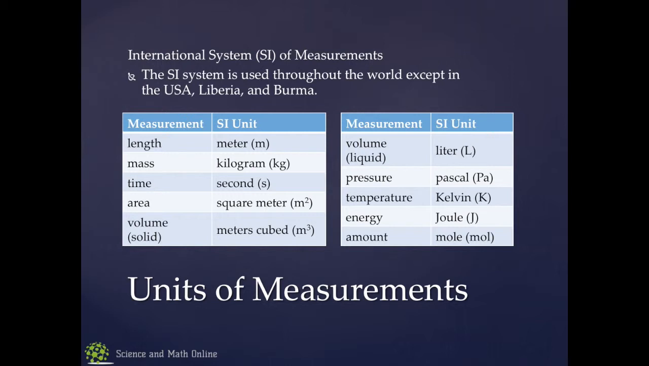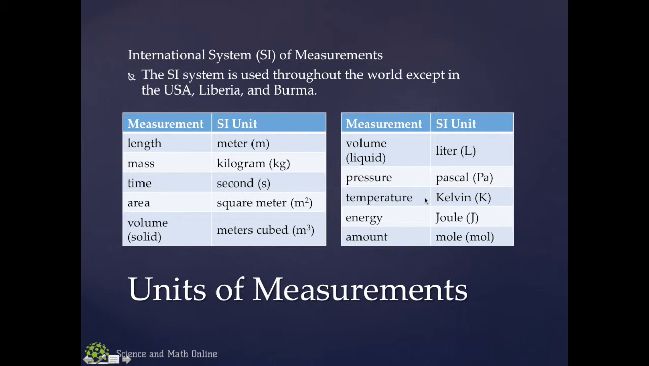So, length is meter, mass is kilogram, time is second. Notice mass is kilogram, not gram. The metric unit is gram, but the SI unit is kilogram, because a gram's just too small. A kilogram is a little bit easier to use in terms of stuff. Area, volume, we use liters, pascals for pressure.